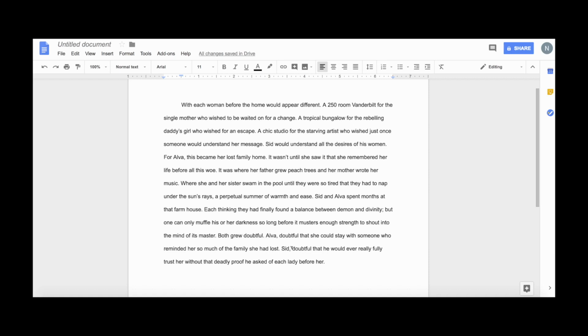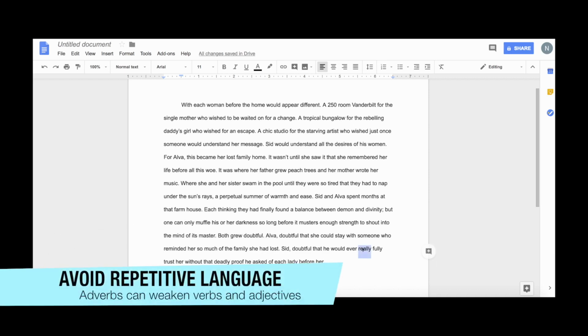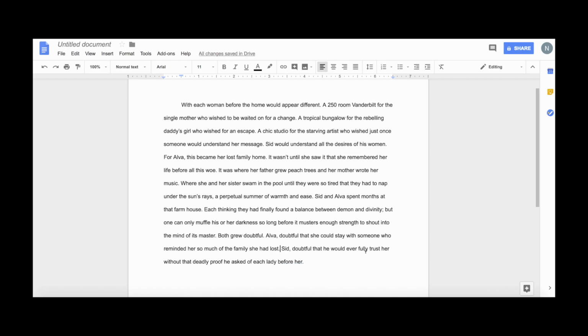So finally we have Sid, doubtful that he would ever really fully trust her without that deadly proof he asked of each lady before her. So here we have two adverbs. In general, we want to try and minimize the number of adverbs that we have. This will help with the way the sentence sounds and being concise when we write. So you'll notice Sid, doubtful that he would ever fully trust her without that deadly proof he asked of each lady before her. Sounds much better than the first.